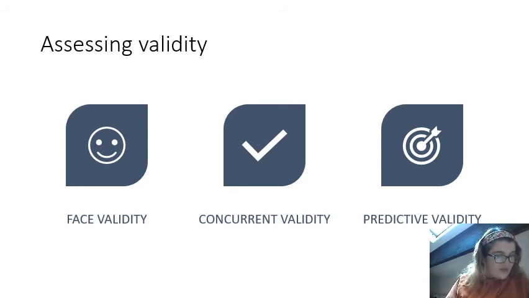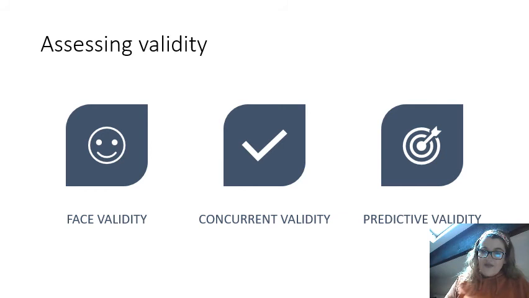For example, a researcher gives the same participant a new personality questionnaire and at the same time a well-known valid personality questionnaire. The scores of both questionnaires would need to correlate to say that we've got that concurrent validity.